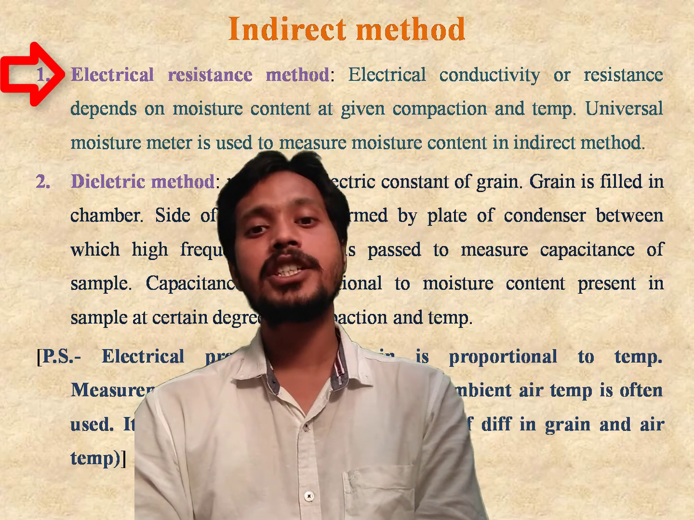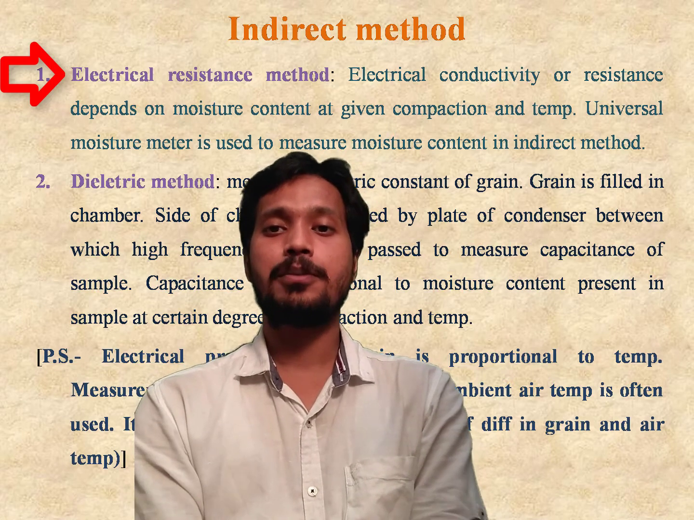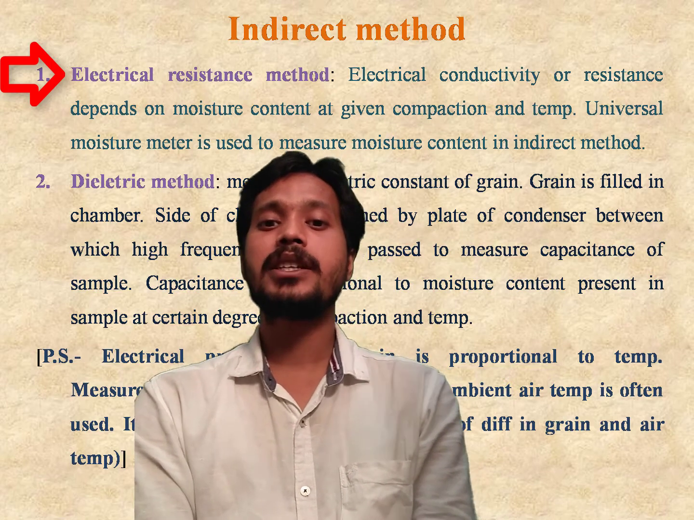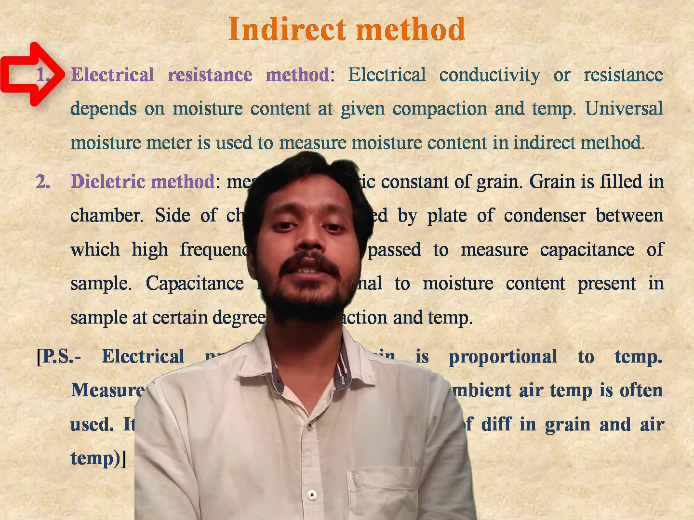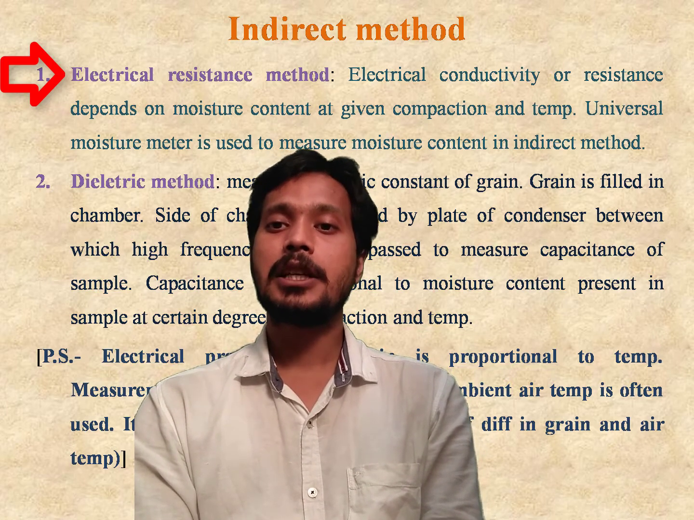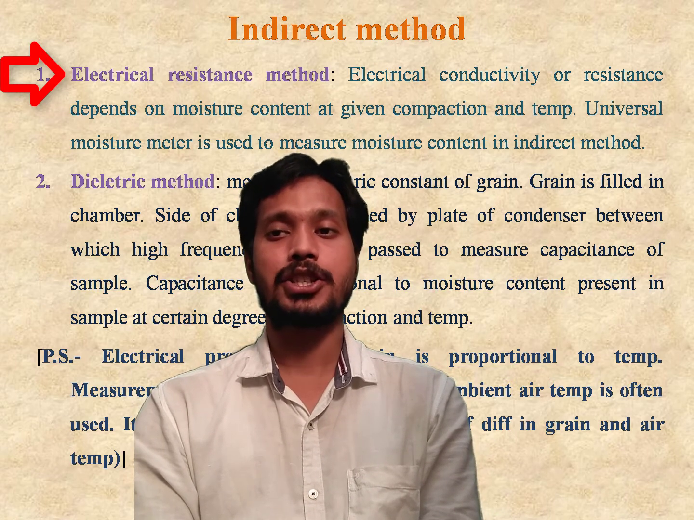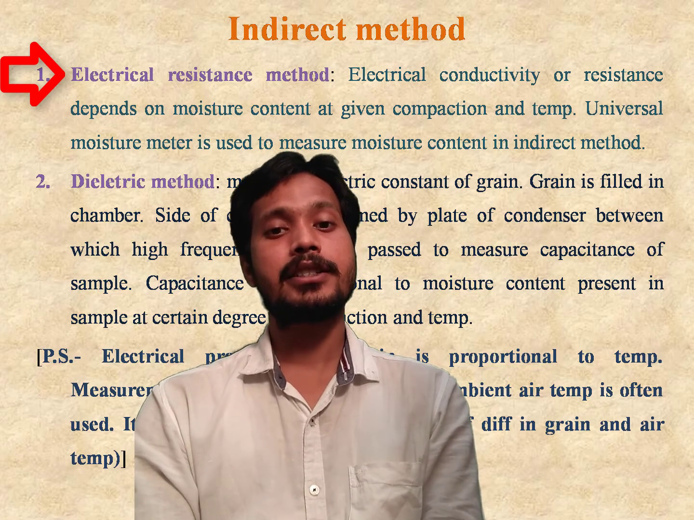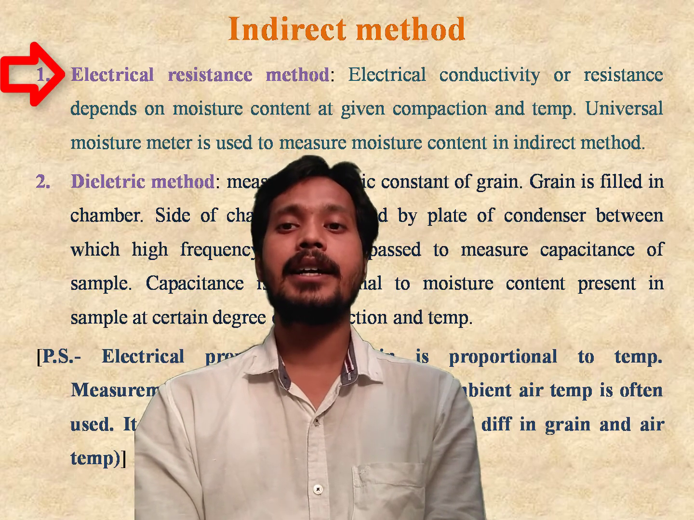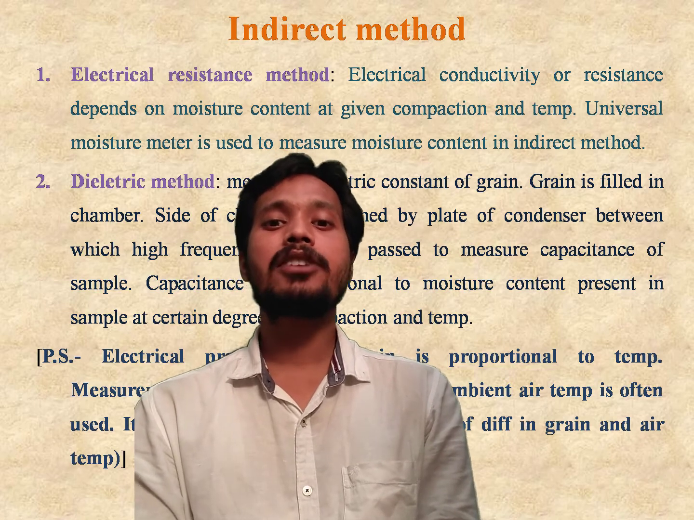In this electrical resistance method, the electrical conductivity or electrical resistivity of the product depends on moisture. So with the help of this concept, we calculate the amount of moisture inside the product. So electrical conductivity or resistance depends on moisture content at a given compaction and temperature. Universal moisture meter is a device which is used to measure moisture content in the indirect method. Next method you have is the dielectric method.